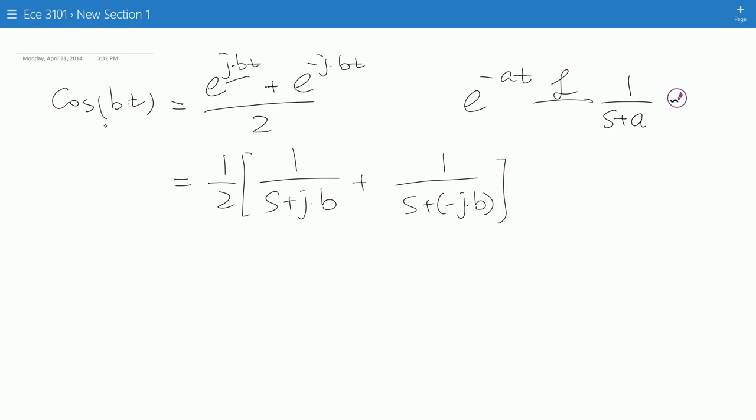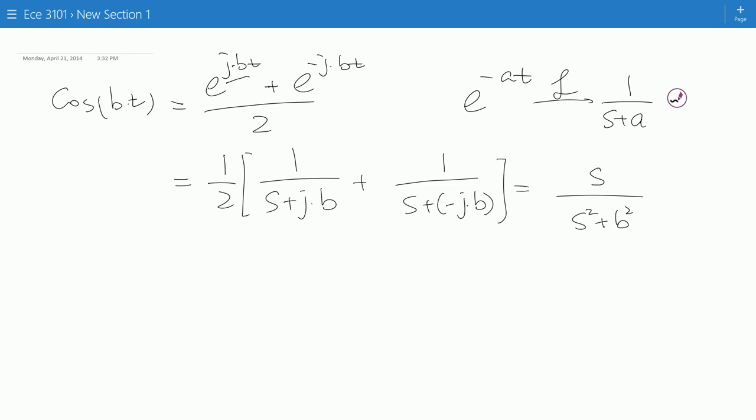And we can combine them. We actually have a pair of complex conjugates, s plus j times b and s minus j times b, so the denominator is s squared plus b squared. On top, we're going to have s plus jb plus s minus jb. So j times b and negative j times b cancel each other, and the 2 and the one half cancel. At the end, the numerator will have s right here.